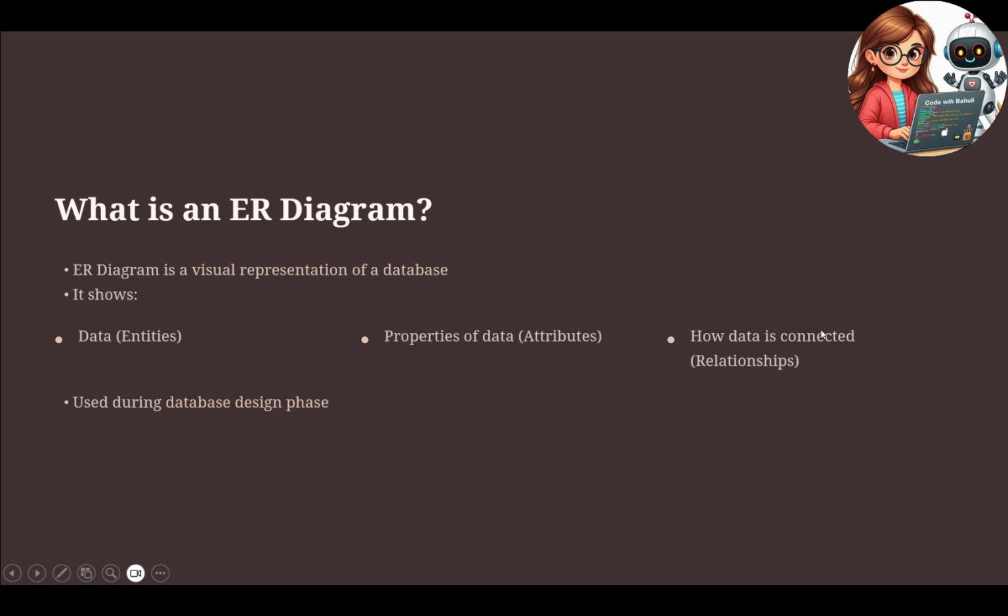Now, how is data connected? Relationships. If we take an example, the user is creating notes, right? Creating is becoming the relationship. Okay, so that comes under relationship. This will be used during the database design phase. So before initializing any database, we usually make an ER diagram to have a clear vision of what we are going to do further.